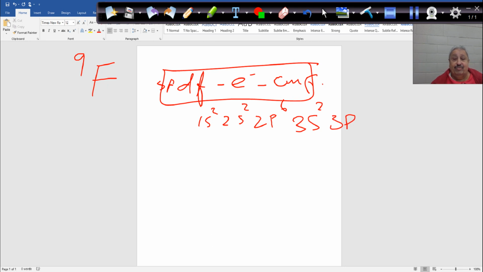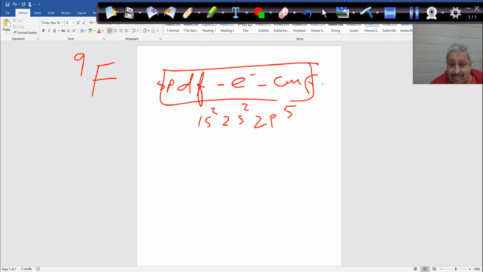Now we have over 10. That's wrong. I can't put 3 because this is fluorine in the second period, so it had to stop here. So the 6 is not correct. What should we write in the 6? 5. We have to put 5.